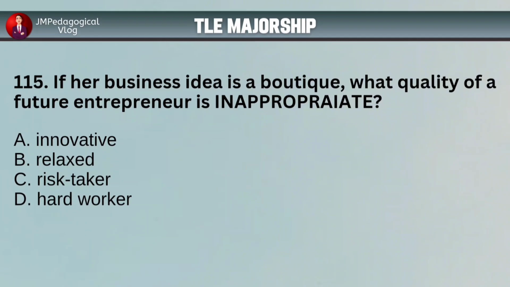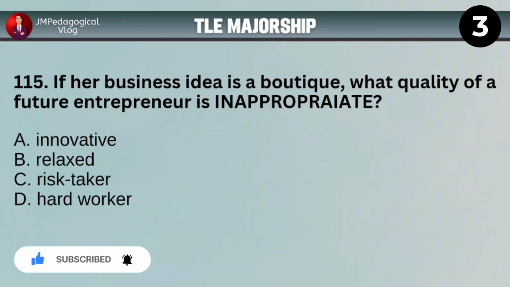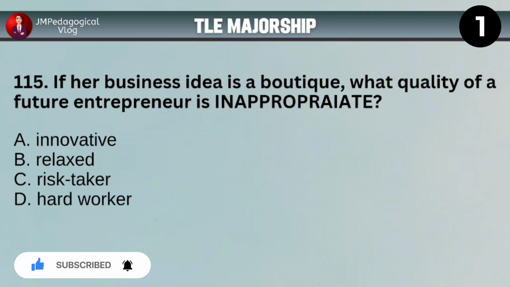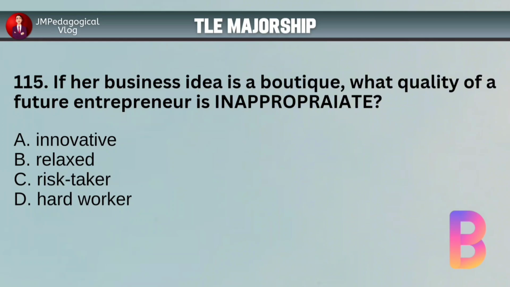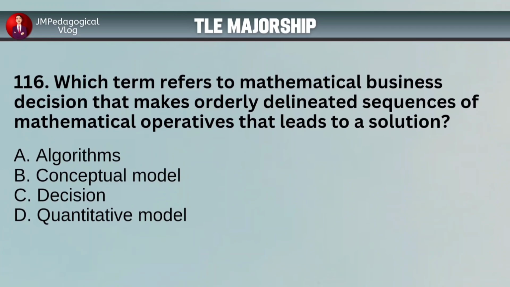115. If her business idea is a boutique, what quality of a future entrepreneur is inappropriate? A. Innovative, B. Relaxed, C. Risk taker, D. Hard worker. B. Relaxed. 116. Which term refers to mathematical business decisions that make orderly delineated sequences of mathematical operatives that lead to a solution? A. Algorithms. B. Conceptual model. C. Decision. D. Quantitative model.